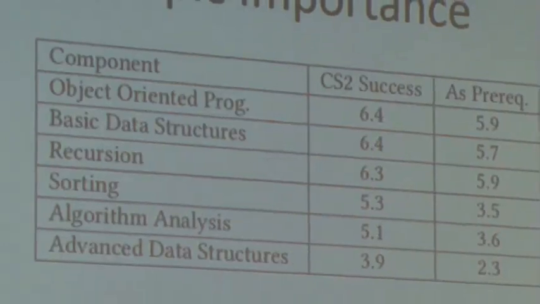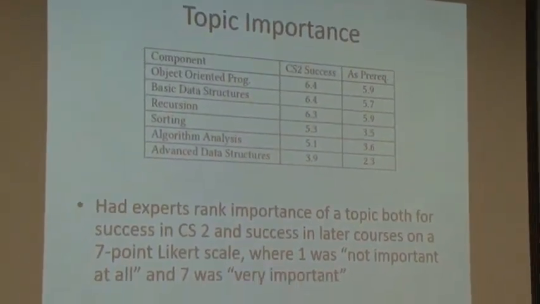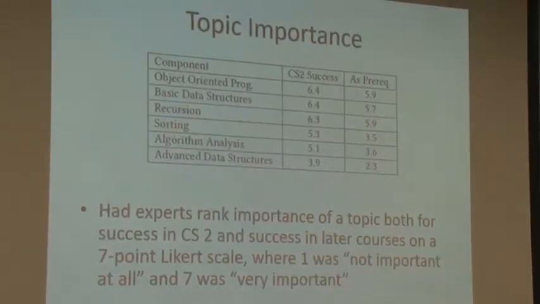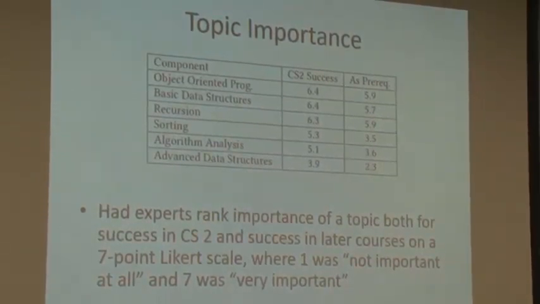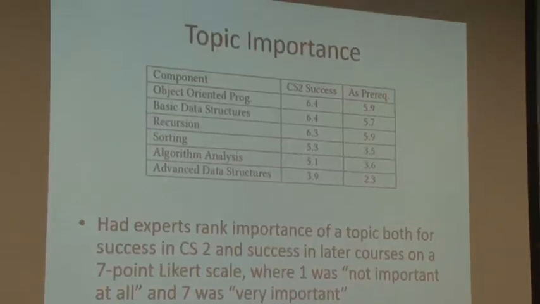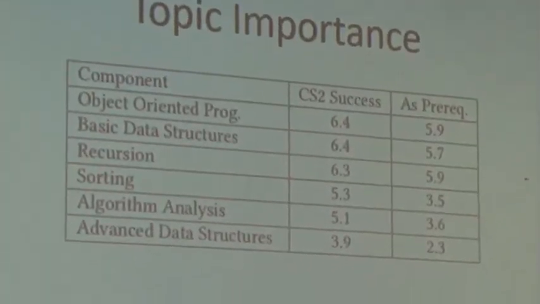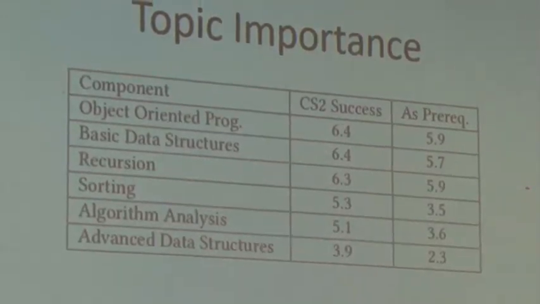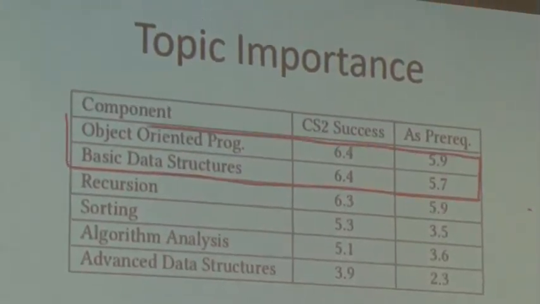When we interviewed or surveyed our panel of experts, we also had them rank how important they thought each of these topics were. We had them rank its importance in 2 different ways. First of all, how important students knowing this topic was for them being successful in the course of CS2. The second was how important them knowing these things was for them to go on and be successful in the classes that CS2 was a prerequisite for. And what we see is most teachers think most things are important, but the things that really stand out are object-oriented programming and basic data structures.